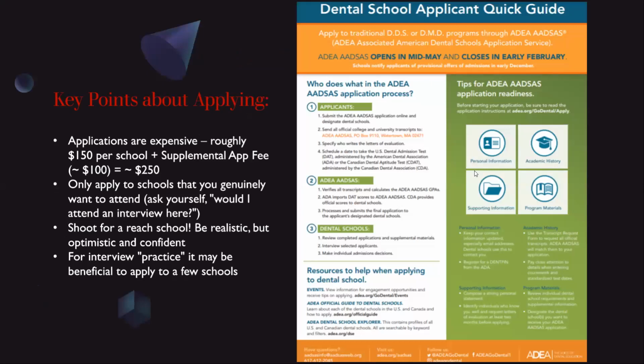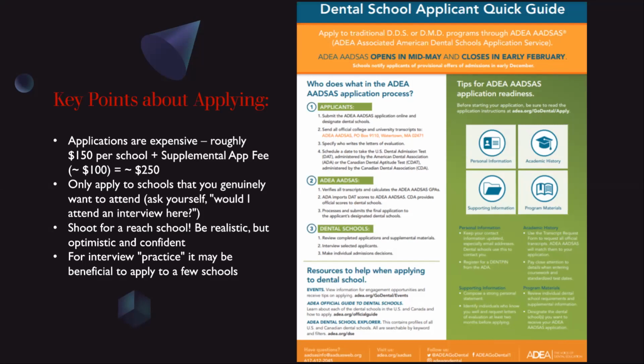All right, so just some key points about applying. As I'm sure you all know and are unfortunately aware, applications are definitely pretty expensive. And this is a very rough estimate, but it's about $150 per school, plus most schools have a supplemental application fee, which is around $100. So applications per school are typically around $250 to $300. Someone can correct me if they believe this is inaccurate, but I'm pretty sure it's right around this price point.